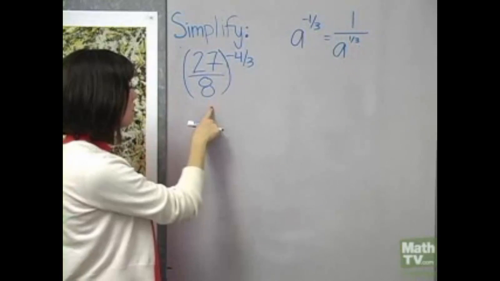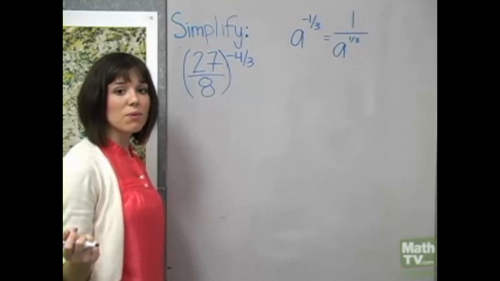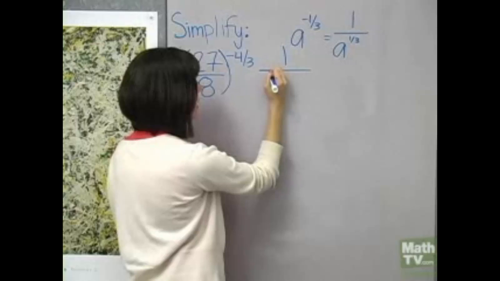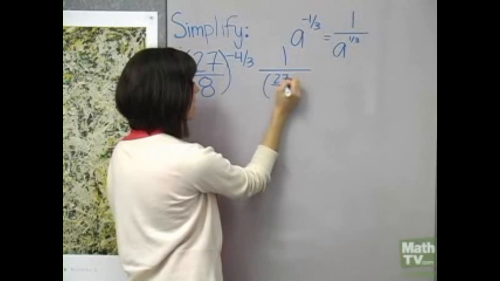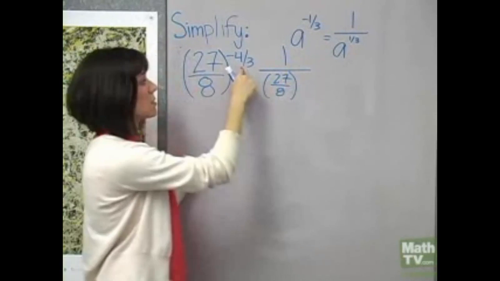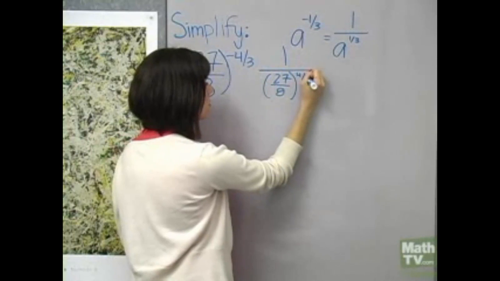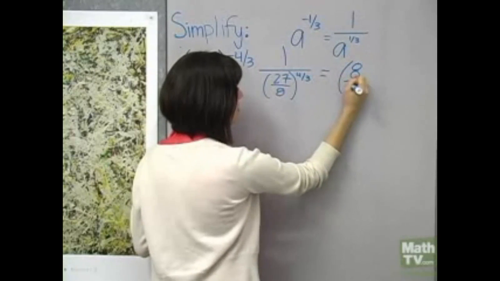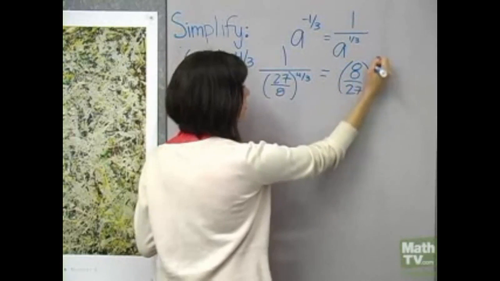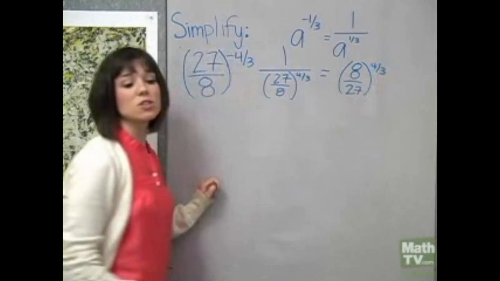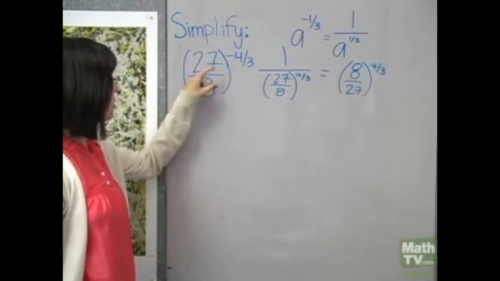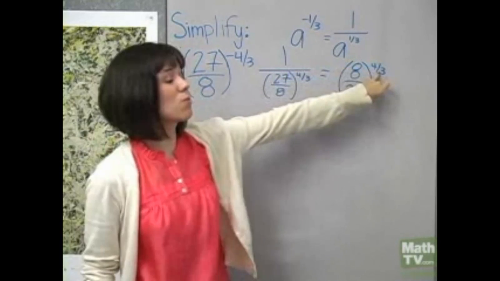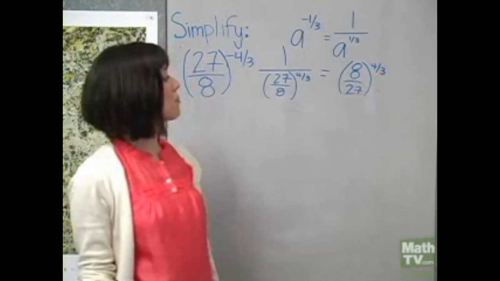So going back to our example, 27/8 being raised to negative 4/3, well that's just equal to 1 divided by 27/8 raised to positive 4/3, which equals 8/27 raised to 4/3. So a shortcut is whenever you see a number being raised to a negative exponent, just flip that number like we did here and then raise it to the positive version of the exponent.